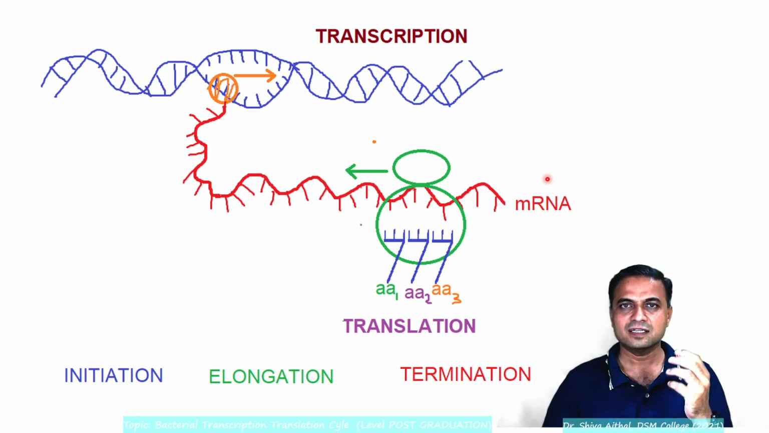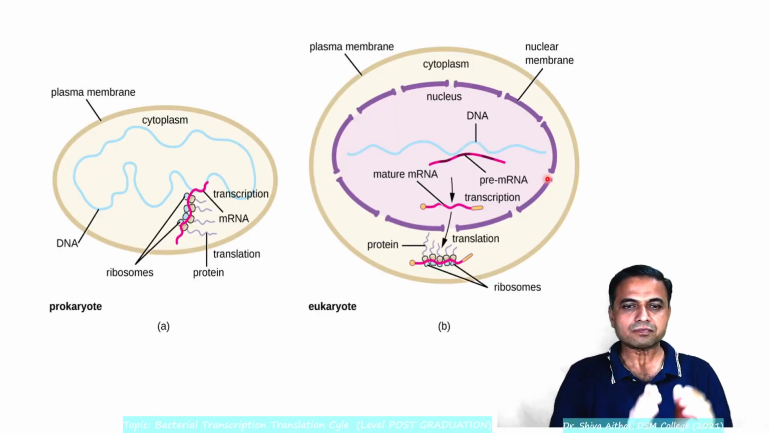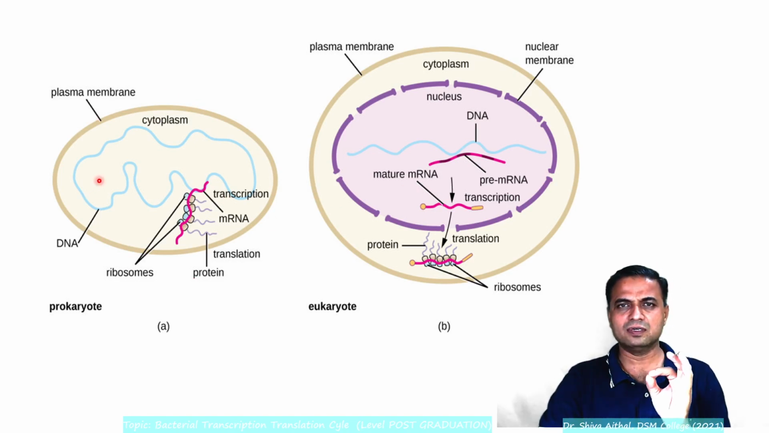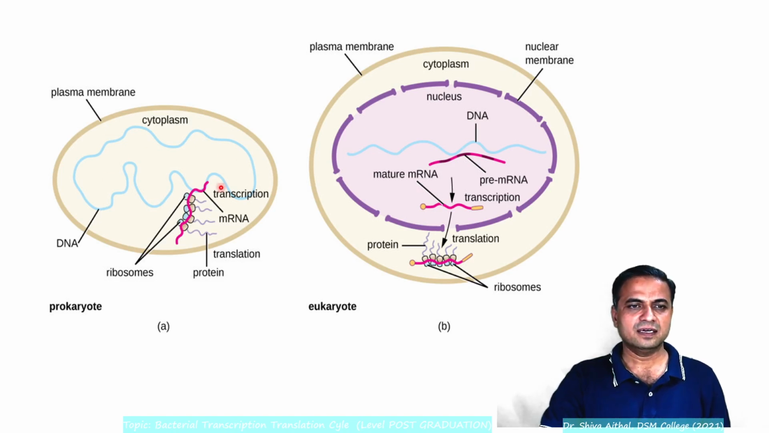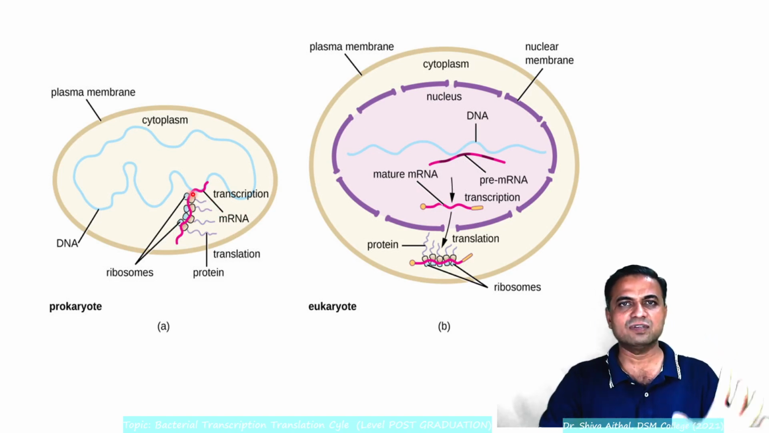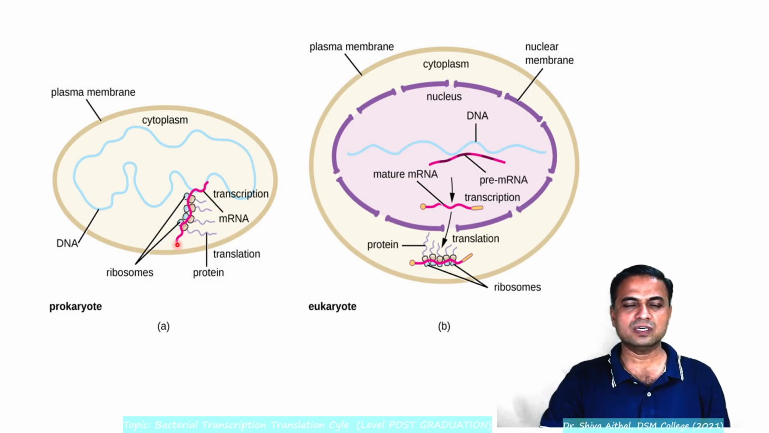So come, let's see the CTT, coupled transcription and translation in bacteria. On the left there is a prokaryotic cell, on the right there is a eukaryotic cell. Now see here, in a very simple perspective, just observe: blue line is DNA, pink line is mRNA. From the DNA, mRNA transcription is taking place, and simultaneously a polysomal structure, that is one mRNA with multiple ribosomes, is shown. That is what is going on in a prokaryote. So this is called CTT, or coupled transcription and translation.